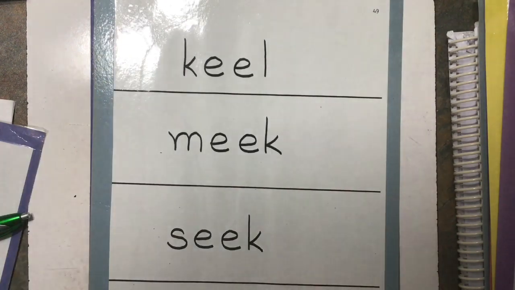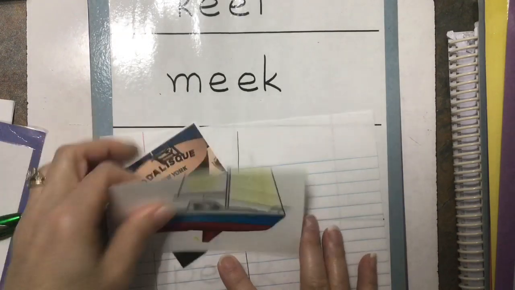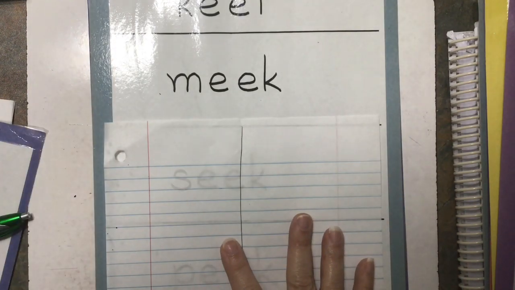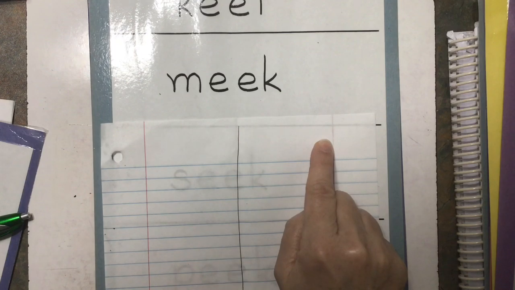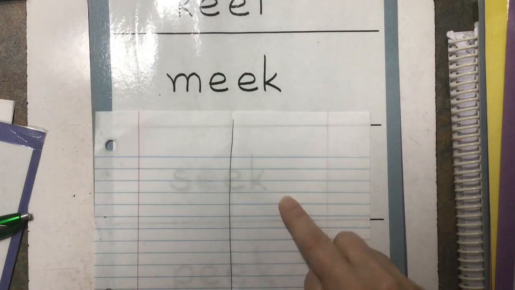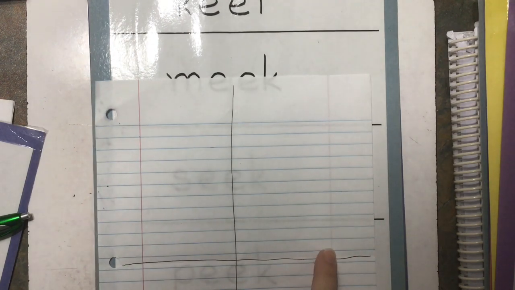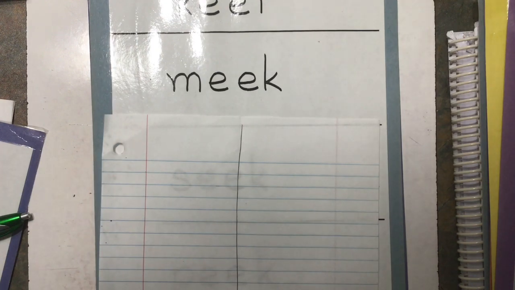Okay, our next word is the word meek. Meek. So you're going to write meek at the top of your next square. We're going to draw a picture here, and we're going to write a sentence using the word meek. Okay, a meek animal is one that is shy and quiet and gentle.